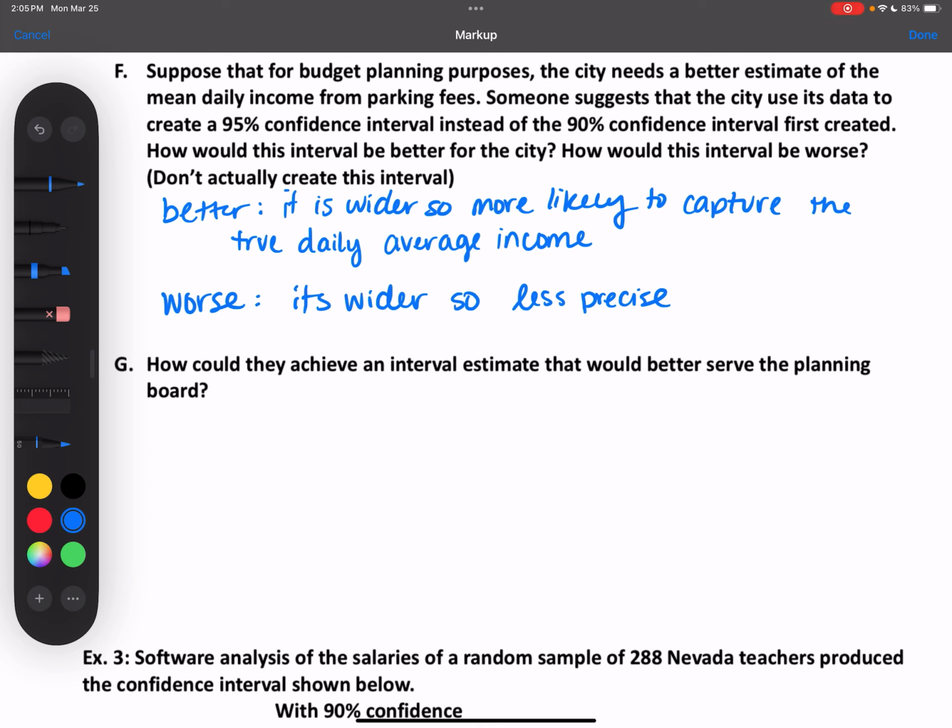how could they achieve an interval estimate that would better serve the planning board? Get a bigger sample. What do you mean? Like increase the number of days you check. Increase sample size by collecting for more days.